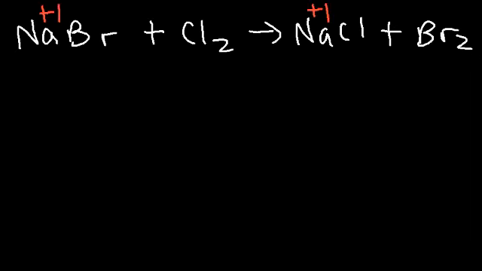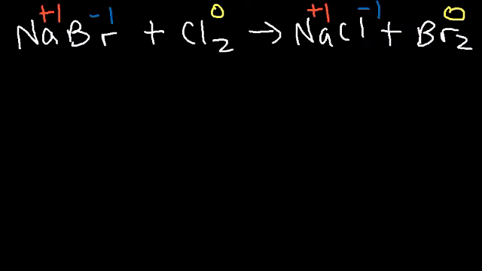As an alkali metal, sodium is always going to have a +1 charge. Bromide is a halogen, and most halogens usually form -1 charges. Now, chlorine is a pure element, so it's going to be 0, and bromine, Br2, is a pure element. So now, which substance is oxidized and which substance is reduced?